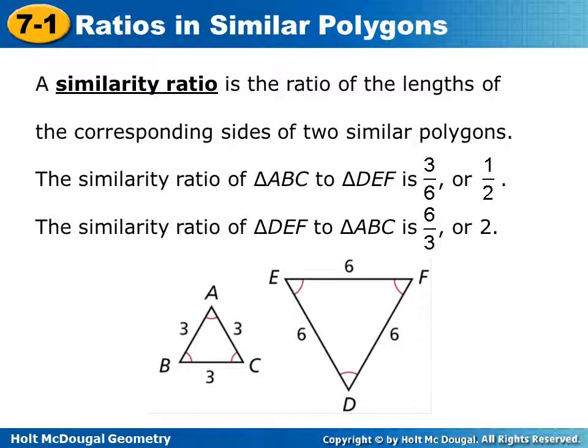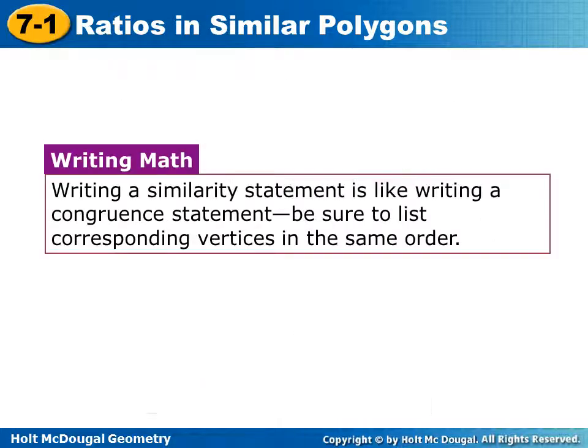Notice that in each of these examples, the triangle that's listed first goes on the top of the fraction, or the numerator, and the one that's listed second is the denominator. So it does matter which one's listed first because that will change your similarity ratio. Writing a similarity statement is like writing a congruent statement. Be sure to list corresponding vertices in the same order.